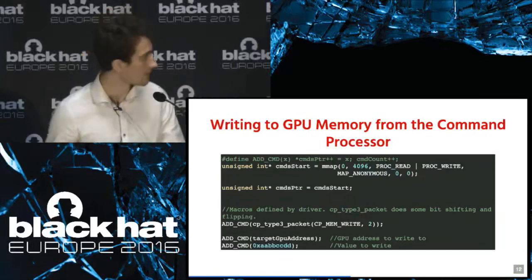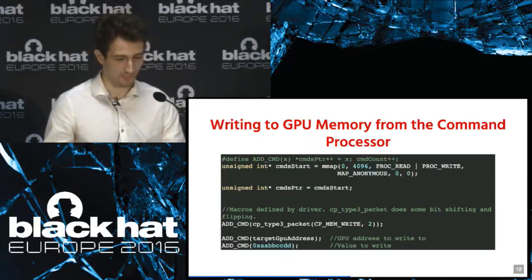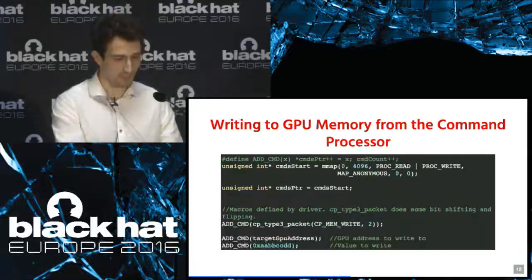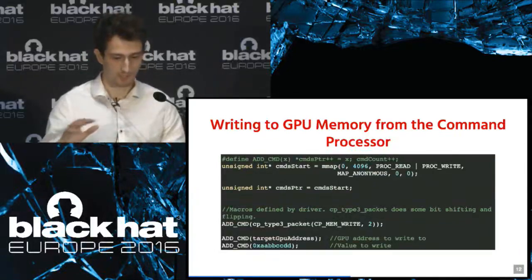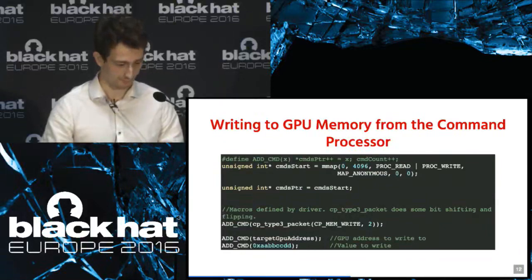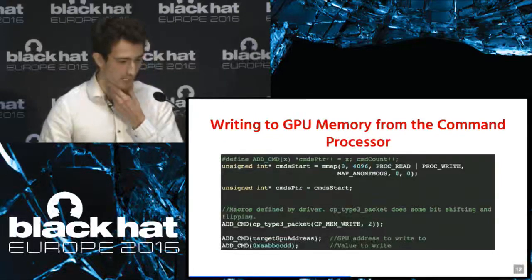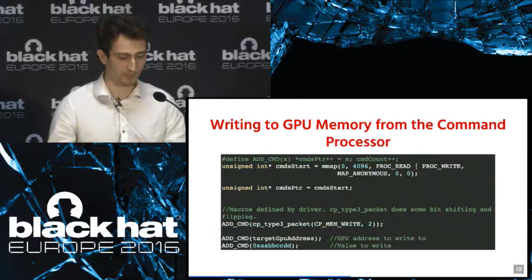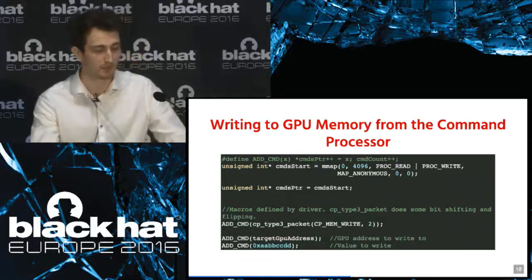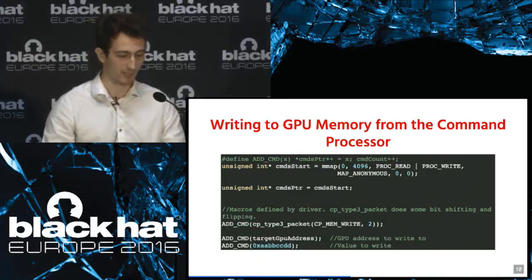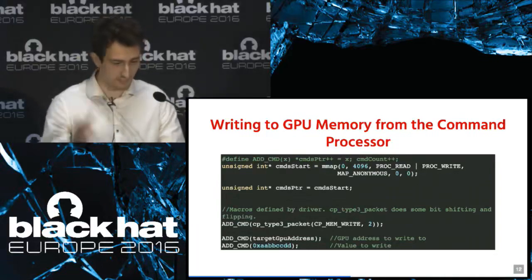And again, this is done through the command processor. All we have to do is allocate a buffer, and then we send that buffer to the graphics driver. Here, the Adreno GPU provides a simple command called CP_MEM_WRITE, which allows us to pass two more arguments: a target GPU address we want to write to and a value that we want to write. So this is pretty straightforward.